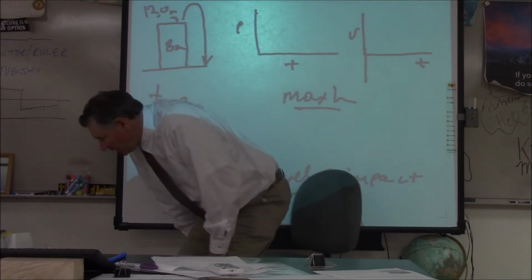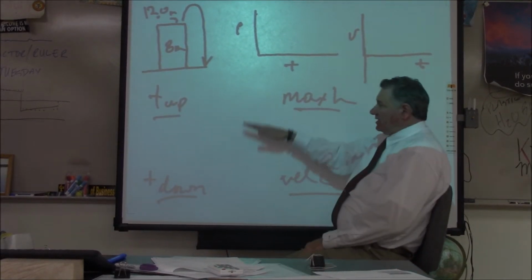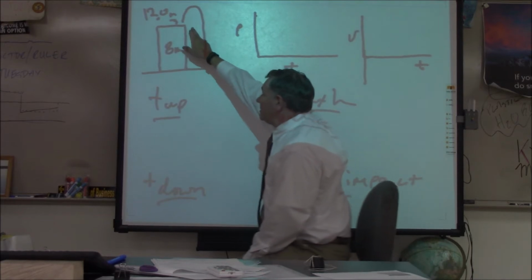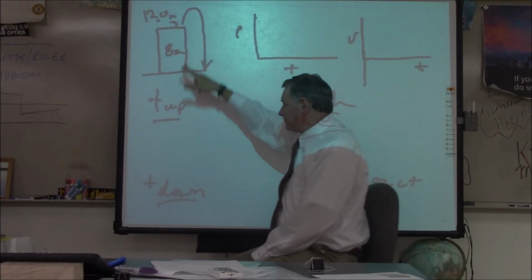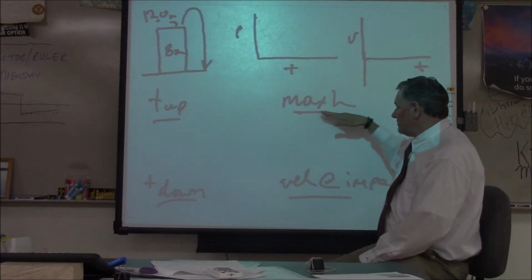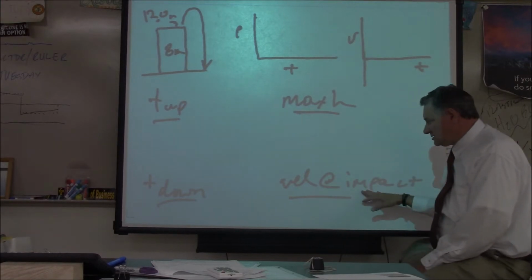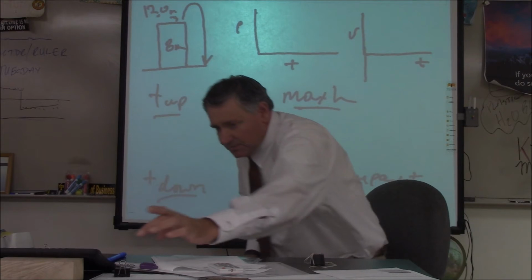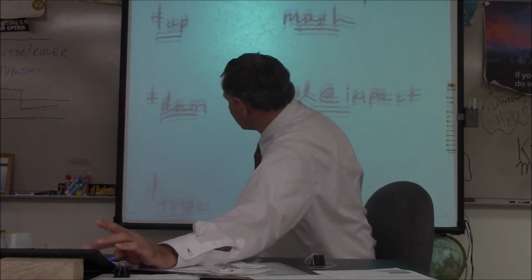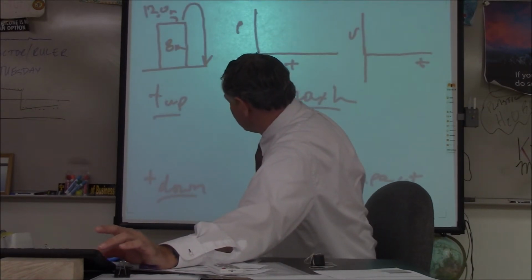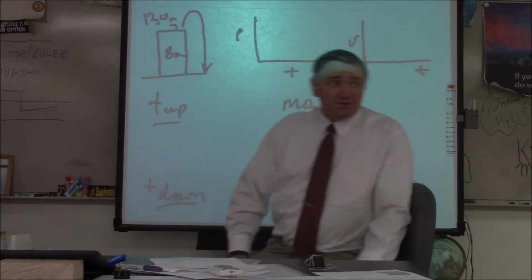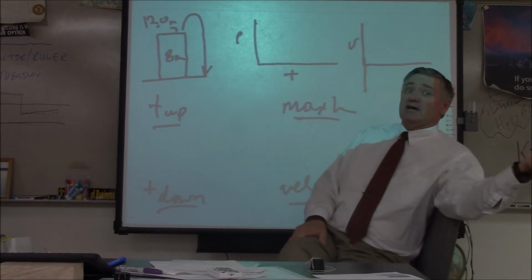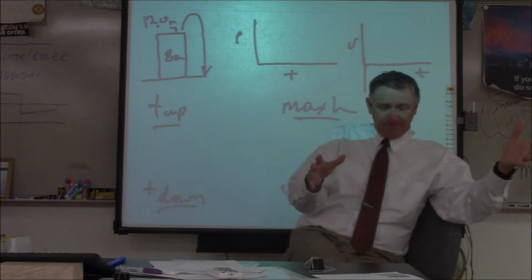So here's what I want. We're going to calculate the time up, from here up to its maximum height, the time down, the maximum height, the velocity at impact, and then also the total time. So what I want you to do, right quick, I'll give you about 10 minutes, and I want you to treat this like it's the test question, like this is the test.